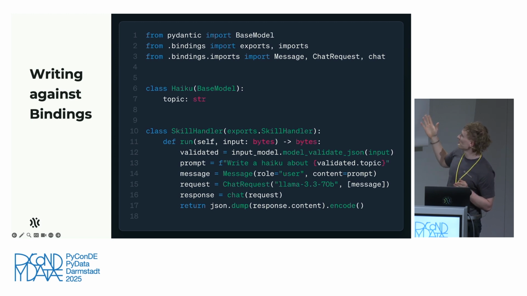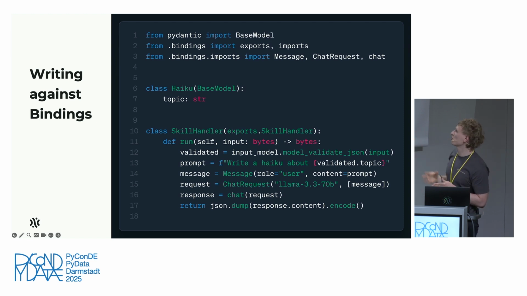And there's not too much happening here. We're just getting some input bytes, and because we agree with the host that this is JSON, we load it into a Pydantic model. We're generating a prompt, and then we're constructing a chat request against the llama model, and then we're executing this chat request and dumping the result back to JSON bytes again. And this chat function will then actually get resolved by Componentize-Py to use the function which we then expect from the host side once we run this in our runtime.